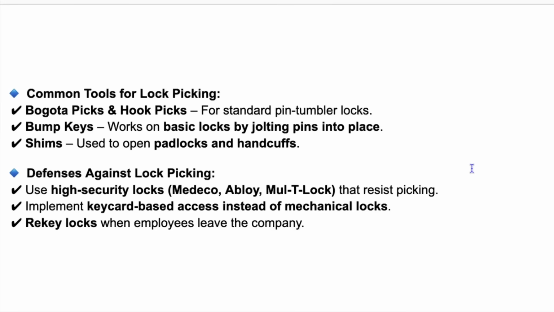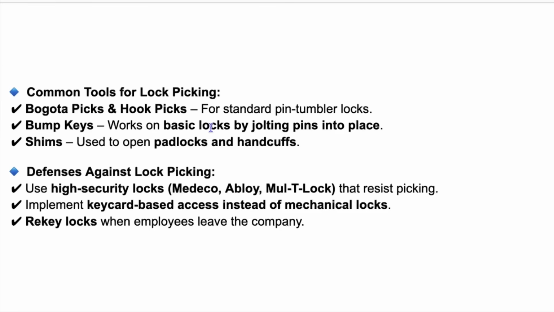Common tools that can be used for lock picking are the Bogota picks and hook picks, which are standard for pin tumbler locks. So it's the set of picks, right? You have the hook pick as well as the Bogota pick that is used to open a lock manually. Bump keys are used for opening basic locks by jolting the pins into place, and shims are used to open padlocks and handcuffs. So these are the common tools that you can use for lockpicking.